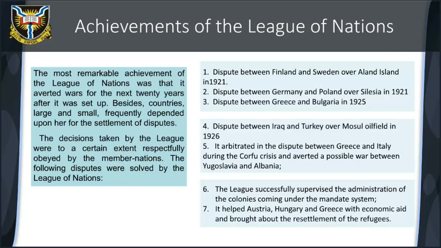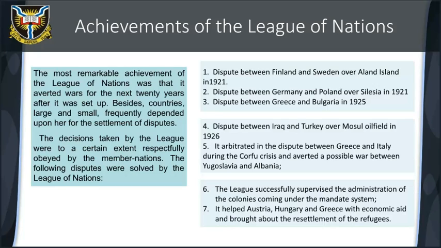Achievements of the League of Nations. The most remarkable achievement of the League of Nations was that it averted wars for the next 20 years after it was set up. Besides, countries large and small frequently depended upon it for the settlement of disputes. The decisions taken by the League were to a certain extent respectfully obeyed by the member nations.